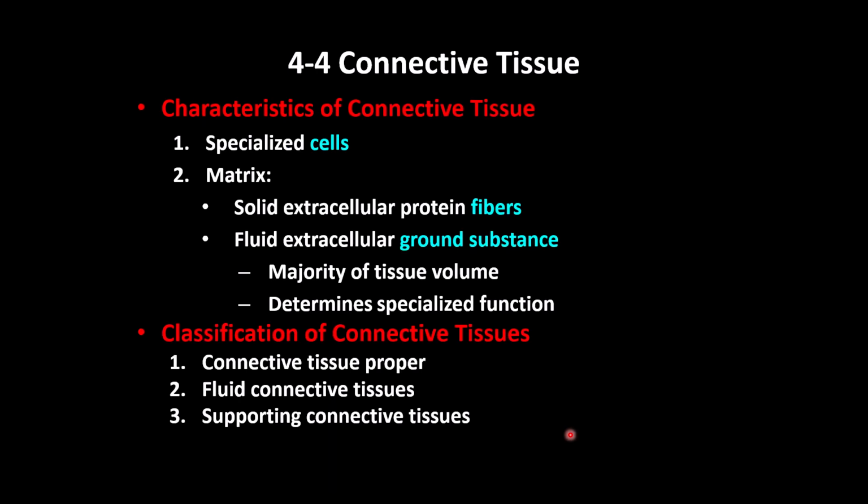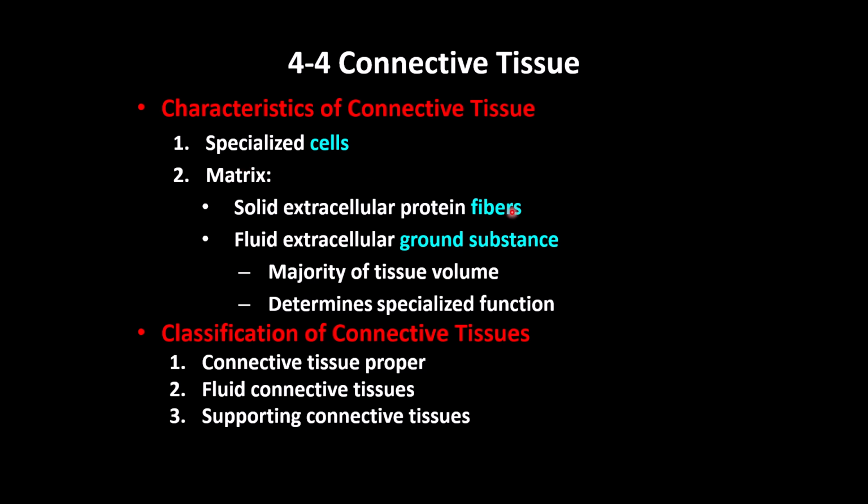Now it's a different topic called the connective tissue. This is the second type of the basic tissues. The connective tissues, all of them have three specific characteristics. They have specialized cells, each cell has a different function, and they are made of the matrix.